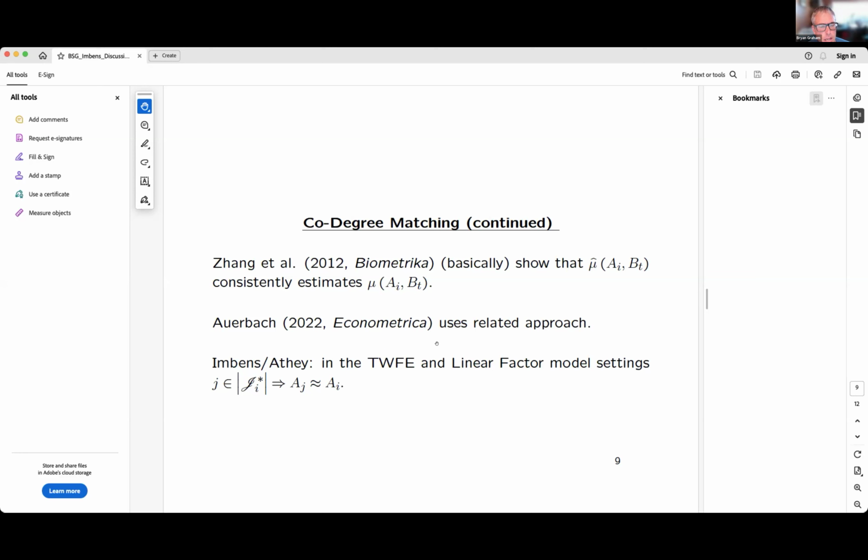I found the connection between this setup and the more parametric panel data literature, as well as the synthetic control literature, very interesting. The presentation points out that in a linear factor model setting, the members of this index set will just be units j that have alphas that are similar to unit i's alphas. Okay, so that's all great.